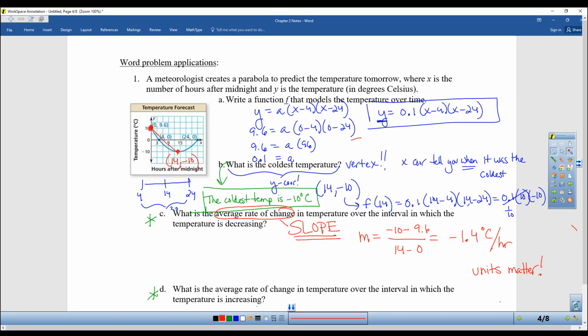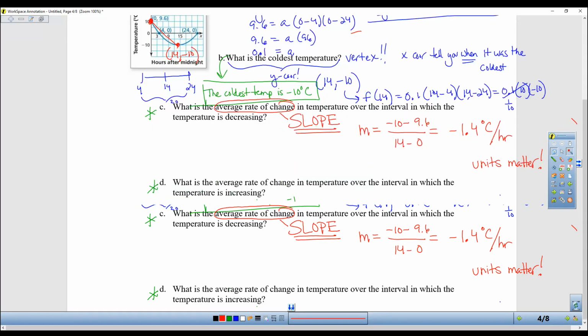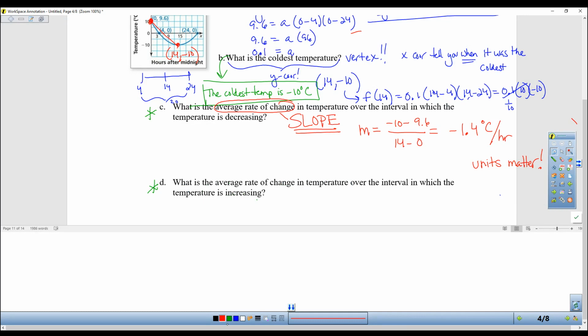Okay, you should see if you can do the next one on your own. I'm going to jump to the answer for you so you can check it. It's going up, which makes sense, right? Up 1 degree Celsius per hour. That's the answer if you tried it on your own. Good job. But now I will show you how to do it.